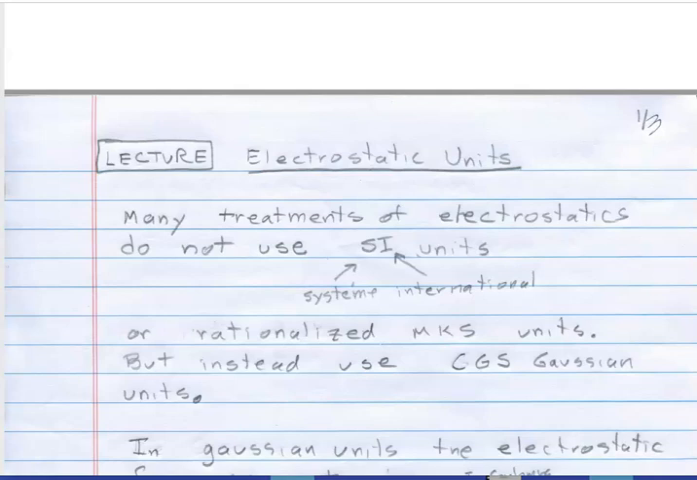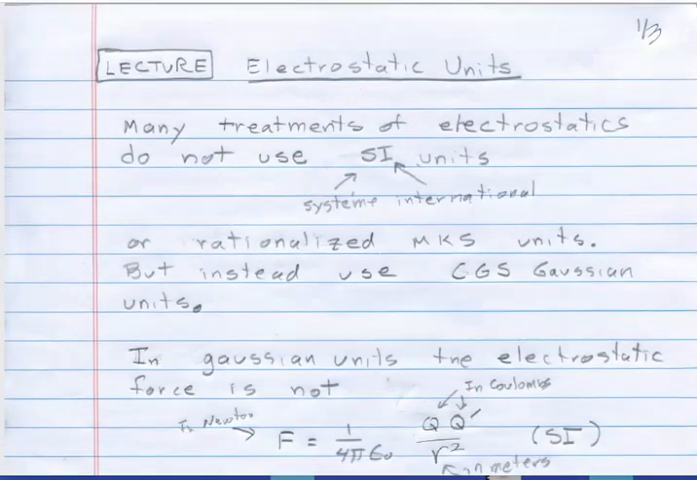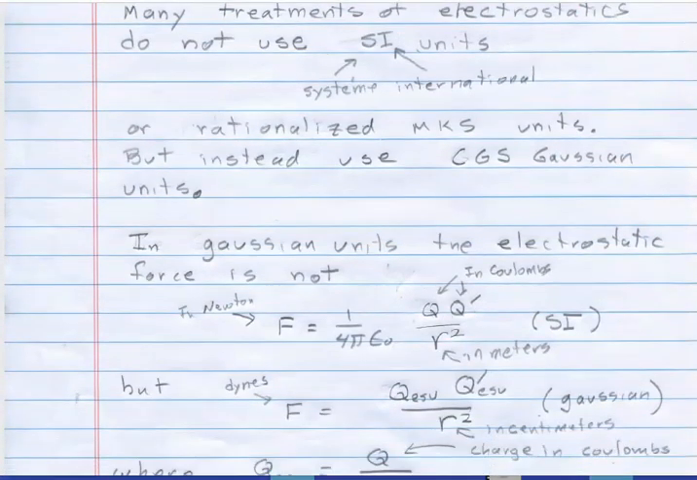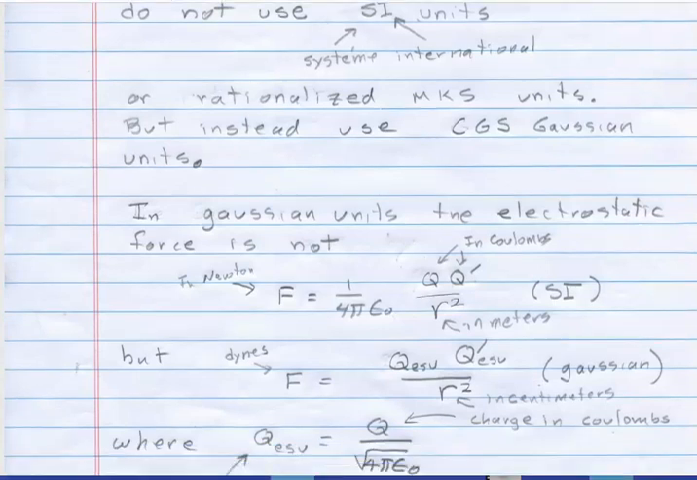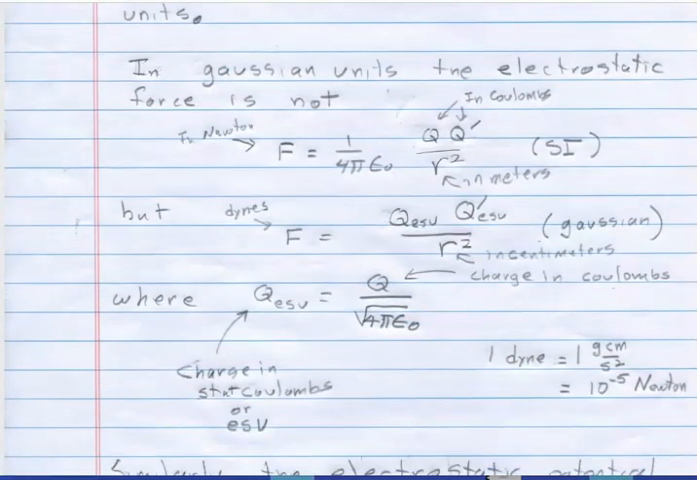But instead, what they use is an older system of units that actually, in many ways, I prefer and I think is better, and that's the CGS Gaussian units, and I'll detail some of those differences. You probably have seen some textbooks or papers that use this different system of units. In Gaussian units, the electrostatic force law is not expressed in quite the same form.